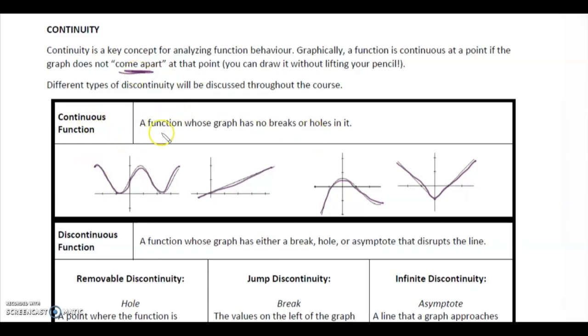So a continuous function is a function whose graph has no breaks or holes in it. Okay, a discontinuous function is a function whose graph either has a break, a hole, an asymptote, anything that disrupts the graph.